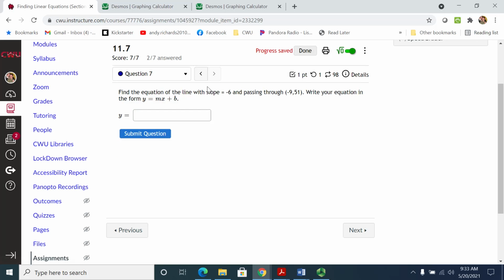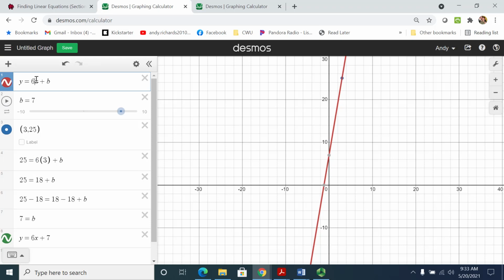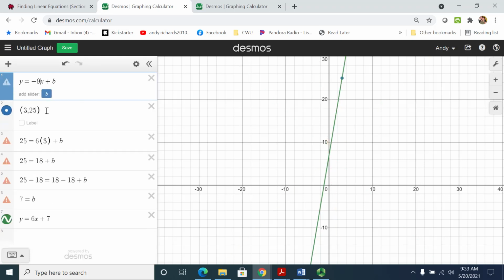I'll do it one more time, and then I'll go ahead and end the video. So our slope is going to be negative 6 for this question, and then it's going to go through the coordinate (-9, 51), which is even further away. So I'm going to go ahead and catch this part first, so we know that. I'm going to get rid of that, and then I'm going to plug in my point, (-9, 51). So that's even further away.